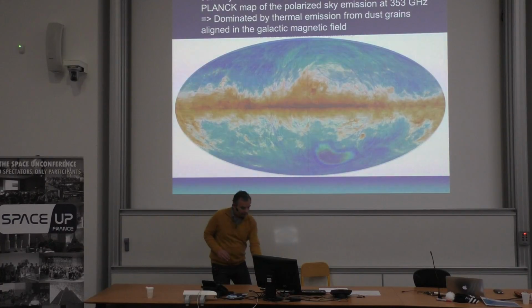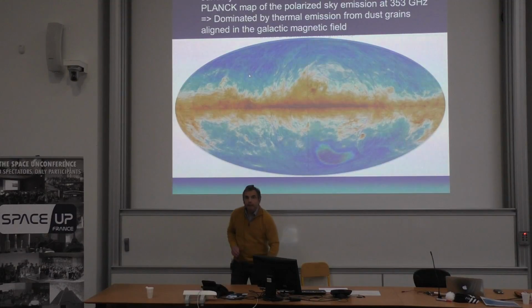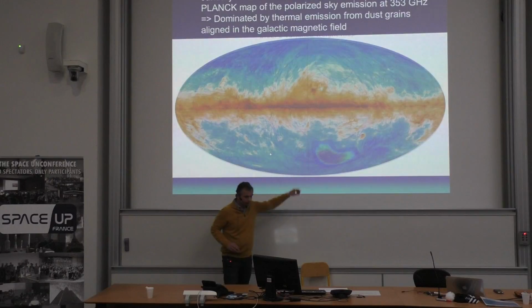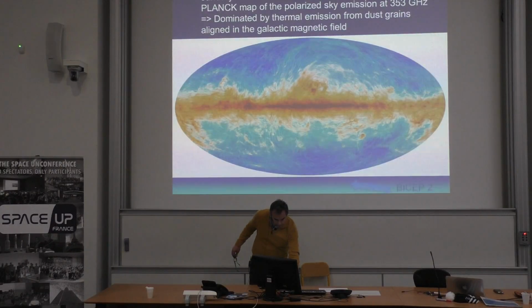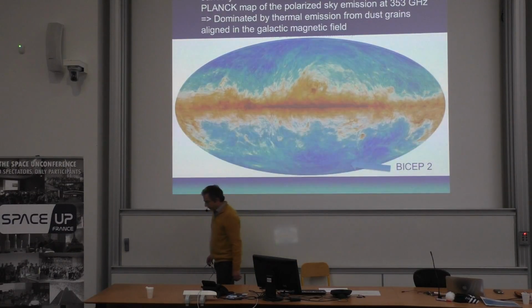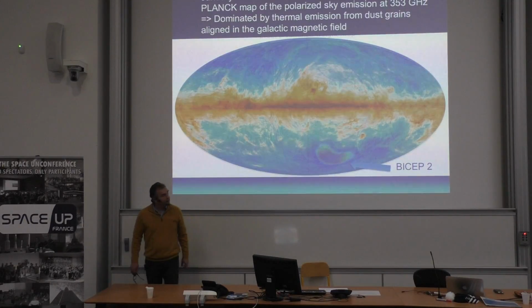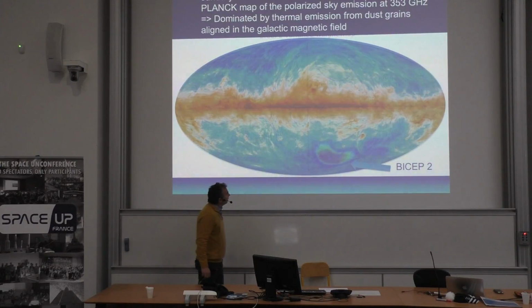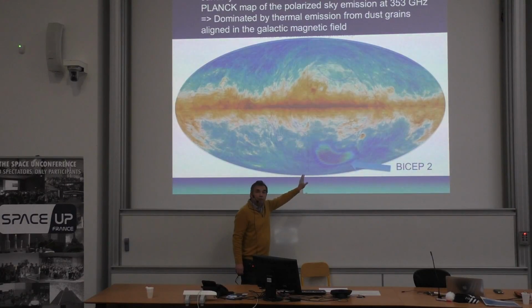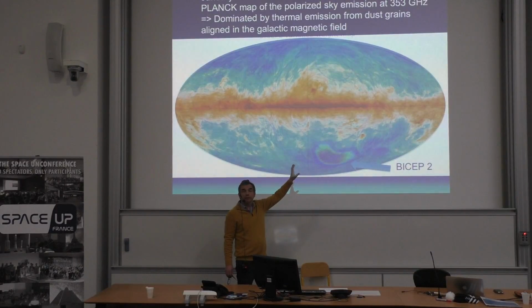And this alignment, for instance, is very evident here because those are the lines of the galactic magnetic fields that you see here. And in the bottom here is the region where the BICEP2 team did the measurements. And of course it is a region which is cleaner with respect to this very strong dust emission. But it's not all clean.